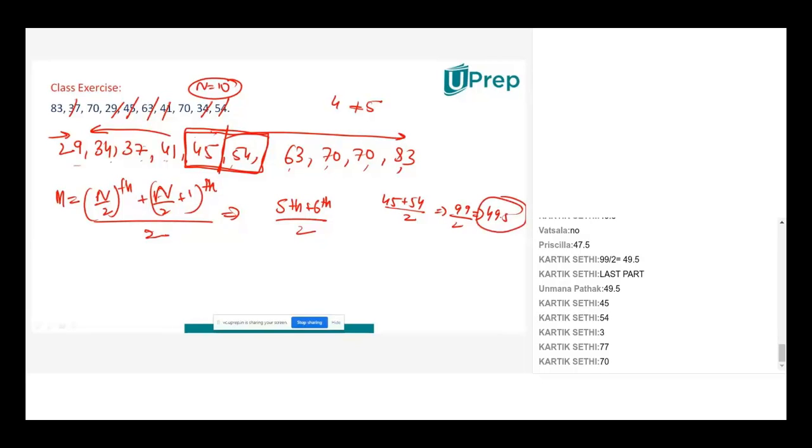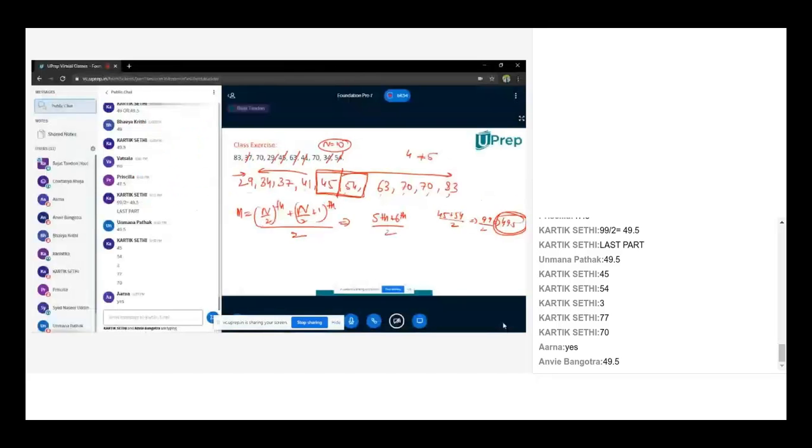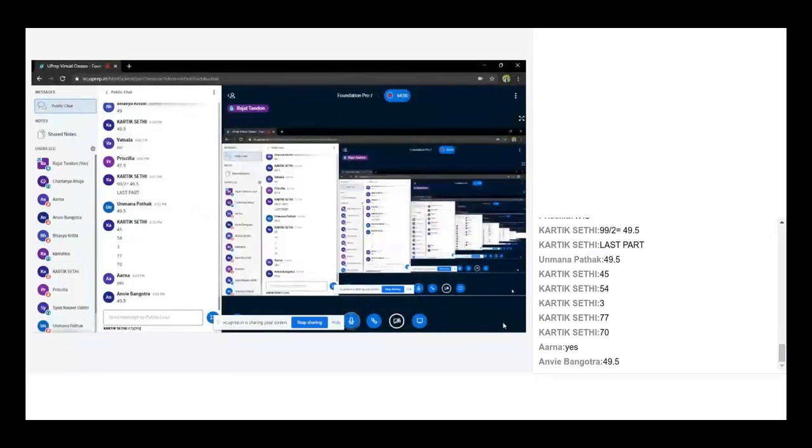If I tell you what is the middlemost number between 5 and 10, what is your answer? How do you find the middlemost number? Exactly, 7.5. That was nothing else but the average, 5 plus 10 by 2, right? That is what is being applied even in median when the number of observations are even. Is that very clear, guys? The concept is very clear.